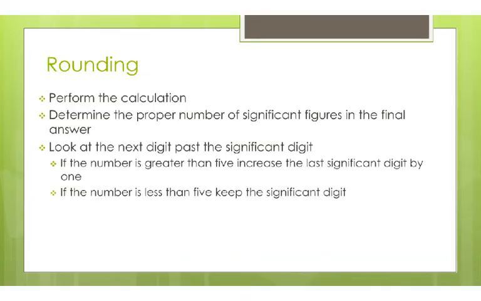Now, before we do some examples, it's important to talk about rounding. There's a lot of situations where you're going to have to do multiple calculations all in one step. Make sure that when you do this, you are not rounding along the way. If you do so, you're going to have your answer get more and more off from the actual answer. So when you round, perform the calculation. Determine the proper number of significant figures in the final answer.